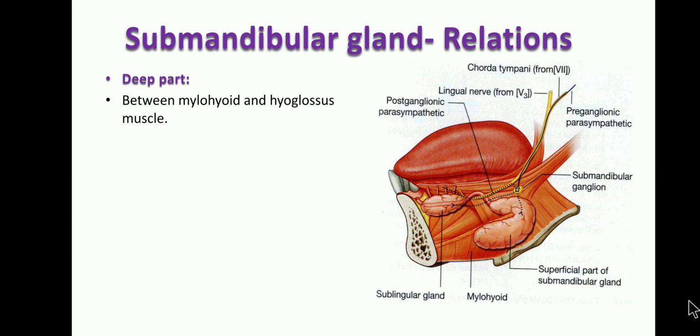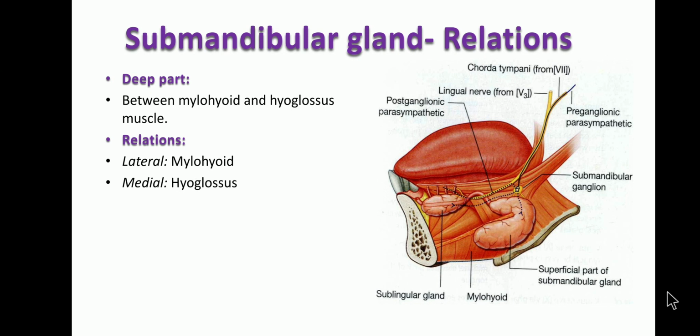Mainly the relations: laterally, the mylohyoid. The mylohyoid forms the lateral relation for the deep part and the medial relation for the medial surface of the superficial part, and both the parts are continuous around the posterior border of the mylohyoid muscle. So laterally you are able to see mainly the mylohyoid. Medially it will be related to the hyoglossus muscle.